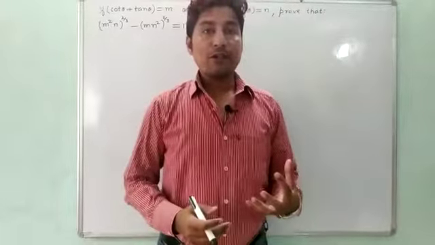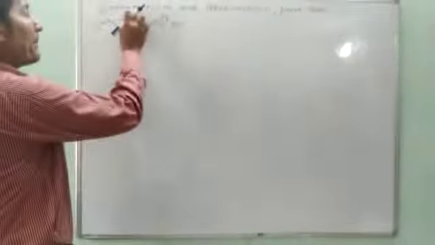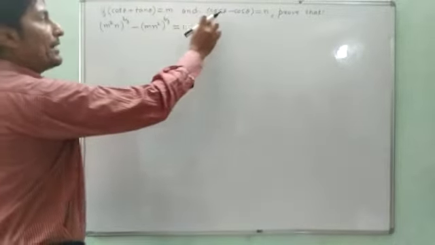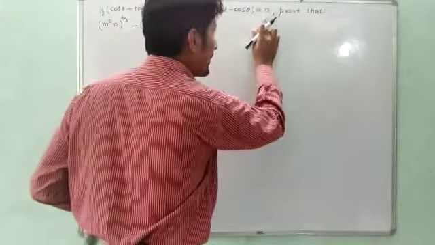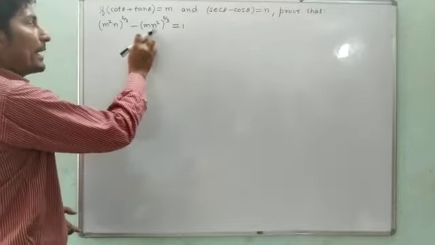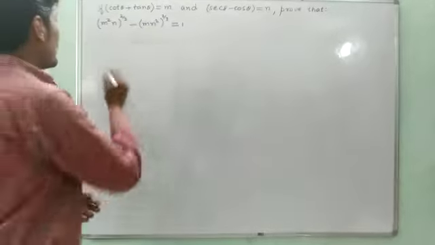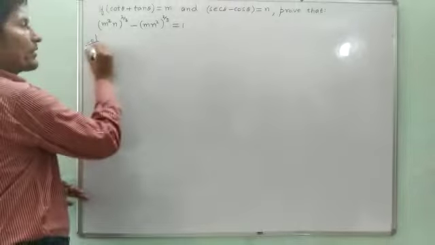Now let us see the seventh question of the same exercise. If cot theta plus tan theta equals m and sec theta minus cos theta equals n, prove that (m square n) to the power 2 upon 3 minus (m n square) to the power 2 upon 3 equals 1. So let us see the solution for this question.